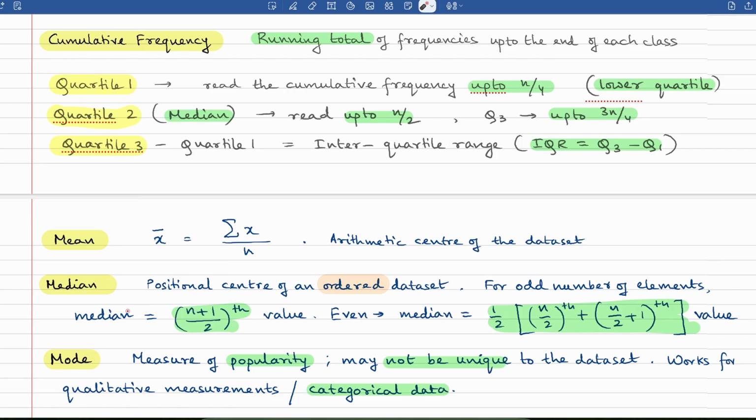Now when n is odd, n plus 1 is even. So you can easily find out (n+1)/2. But when n is even, you cannot do (n+1)/2, right? Otherwise you will get a decimal. That is why you take the n/2th and n/2 plus 1th terms, and then you calculate the average of these.